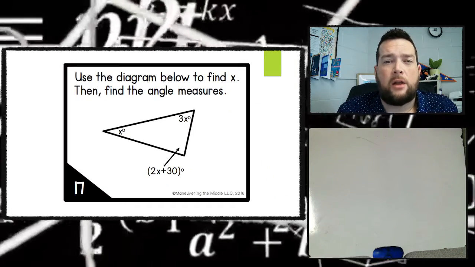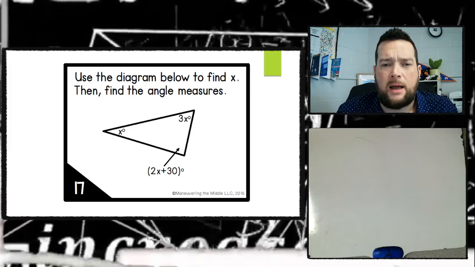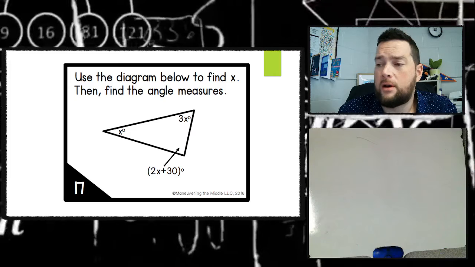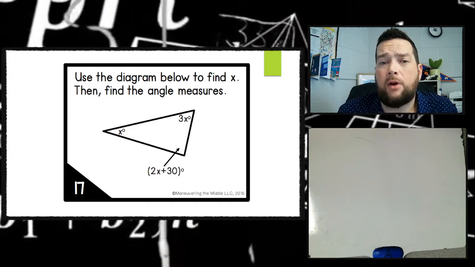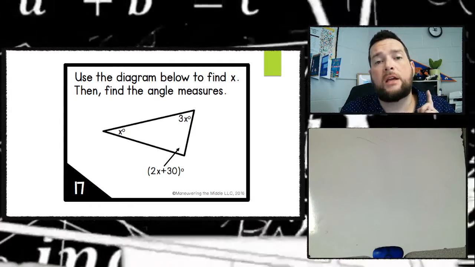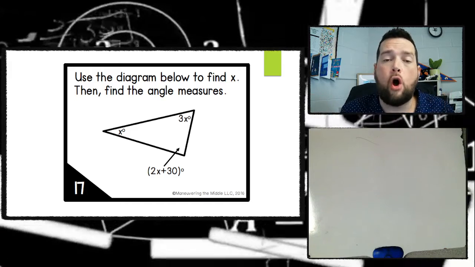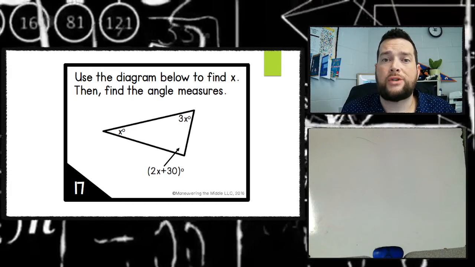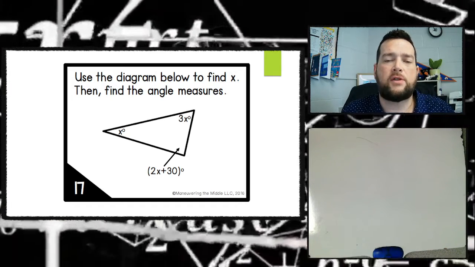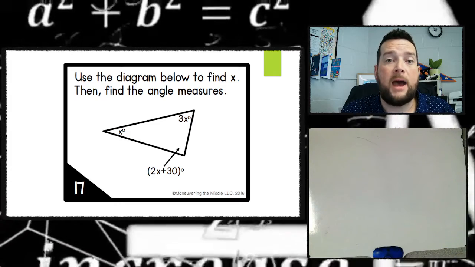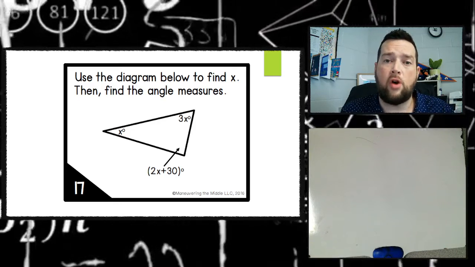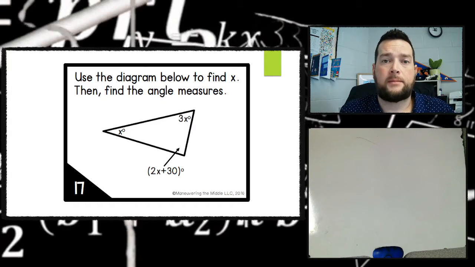All right, let's try a little more challenging one, and then we'll be done. I think we've got this one and one more after this. You've got the task card there on the screen. It says use the diagram below to find x, and then find the angle measures. First, create an equation and solve it to find out what x equals. Then take that number and plug it back into the three individual expressions for the different angles and complete the math to find out what those angles are. It's kind of like a puzzle. So go ahead and pause the video, try it yourself, and then come back.